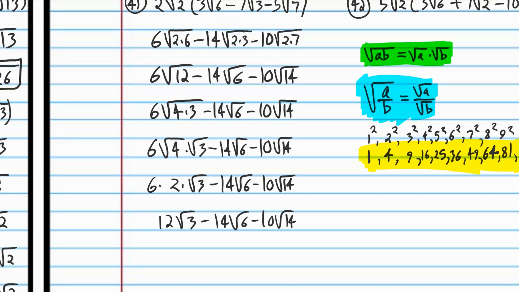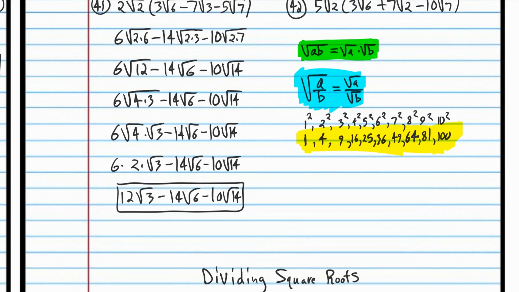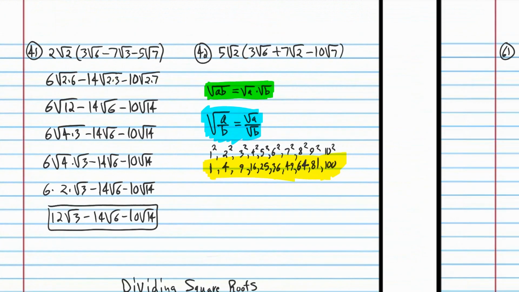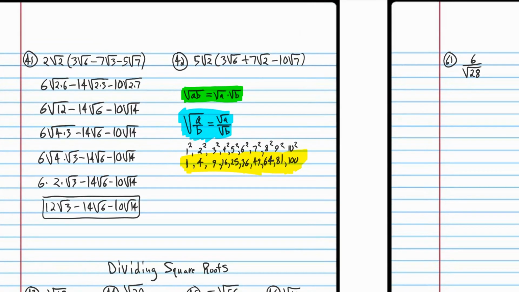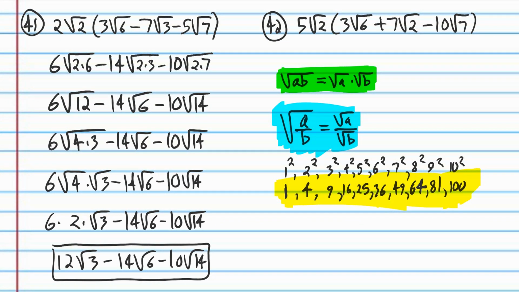I think you got the point. Just double checking that. Everything looks good. So all we had to do there is pull out the perfect square. So why don't you try number 42. And when you come back, we'll do it together. All right, we're back.